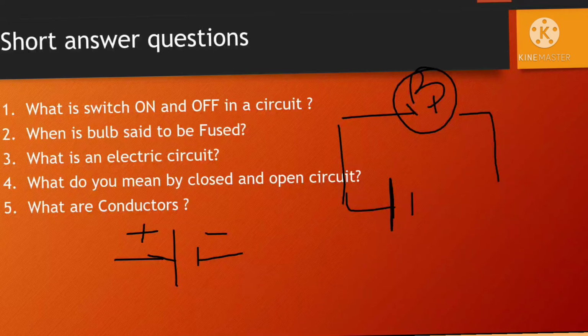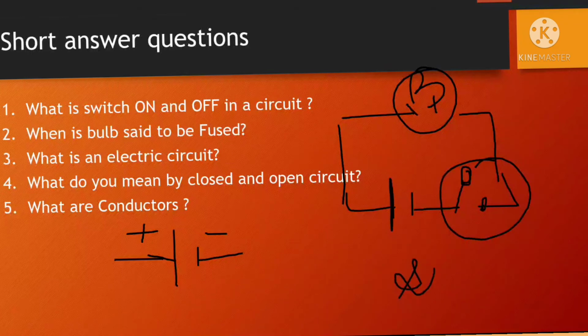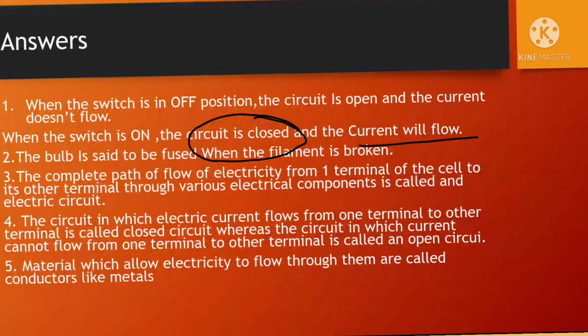Now I am going to make it off position. So see, can you see that? What does this symbolize? This symbolizes a switch. So it is in off position. Fine. I hope it is clear and you have drawn it well. Okay.